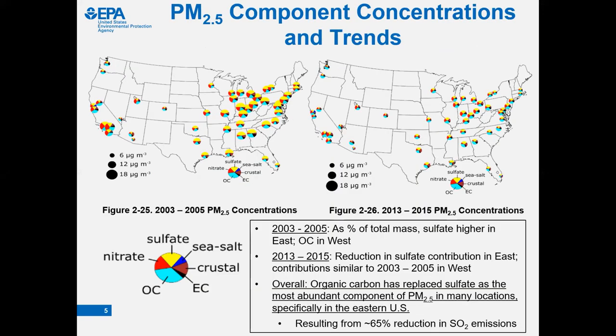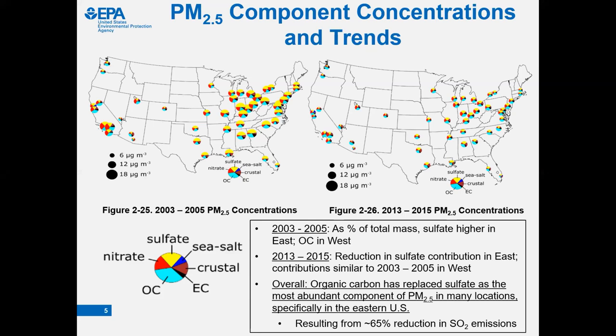And so with that information in mind, we consider not only the health effects information, but also the information with respect to how the ambient concentrations have changed over time. And that's reflected on this slide, where on the left-hand side, you see a map of 3-year annual average concentrations of PM 2.5 from 2003 to 2005, and on the right-hand side from 2013 to 2015. So overall, you can see that the overall size of the pie chart has declined, which is indicative of the overall reduction in annual PM 2.5 concentrations.